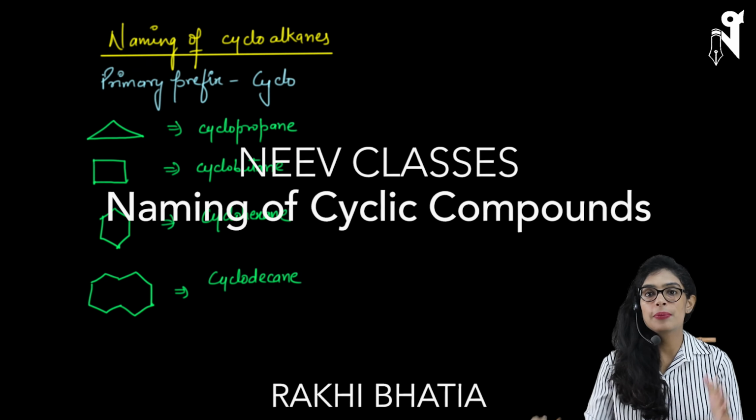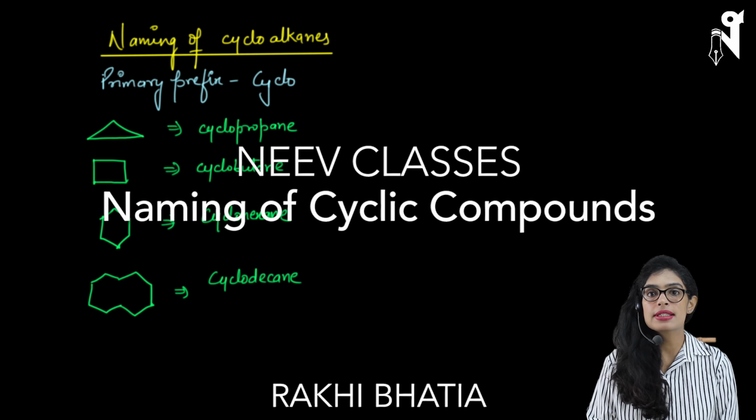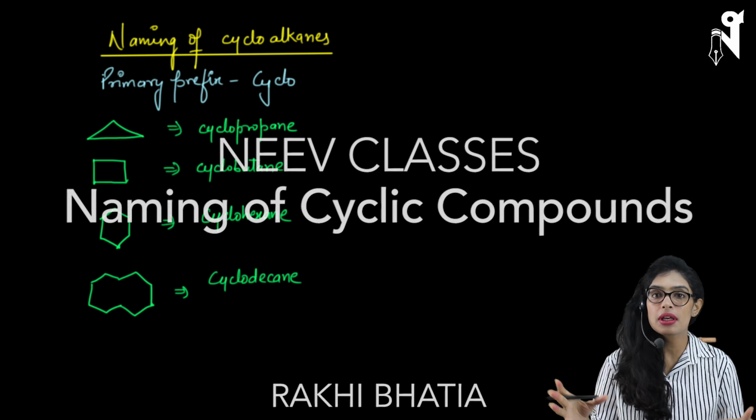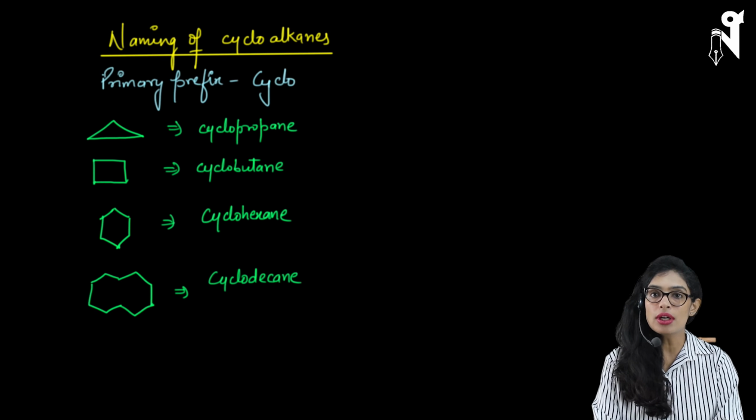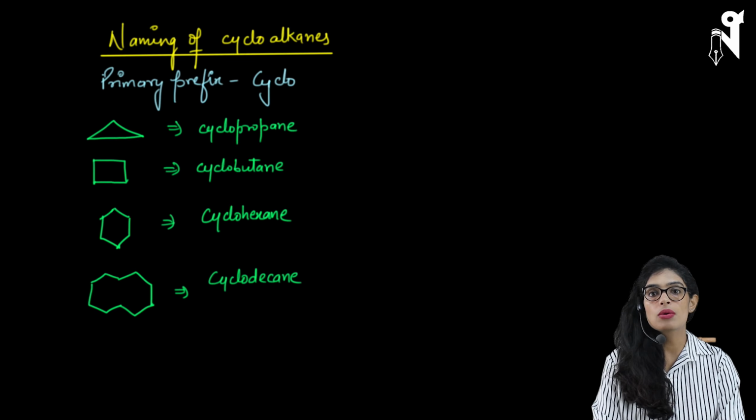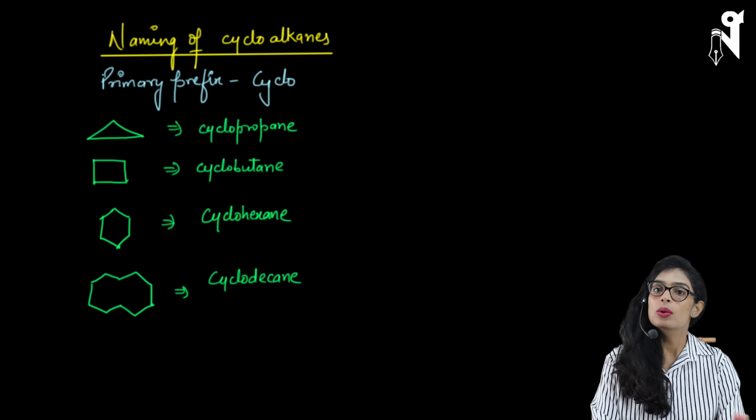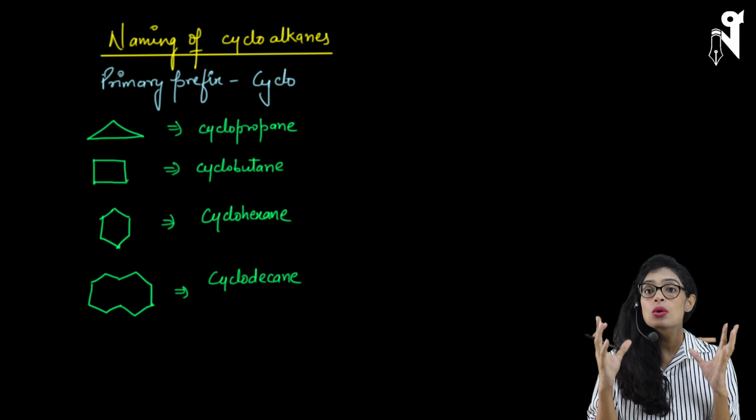Hello guys, in the last class we had discussed alkanes, alkenes and alkynes, their naming and the different variations in the branches that we can have in these open chain structures. Now we are going to talk about cycloalkanes and cycloalkenes. So basically, now we are talking about closed chain naming.